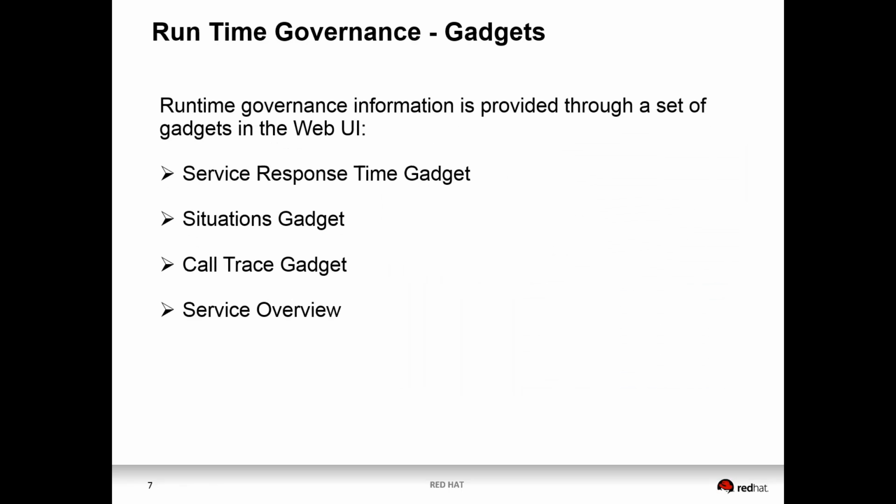Then we have the call trace gadget. This gadget allows the call trace to be displayed for a particular business transaction instance. Currently, this is limited to transactions that have a conversation ID.